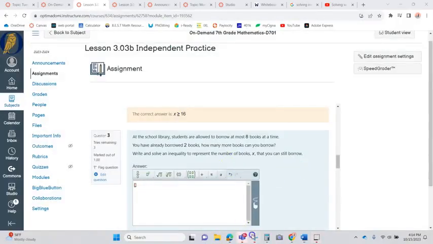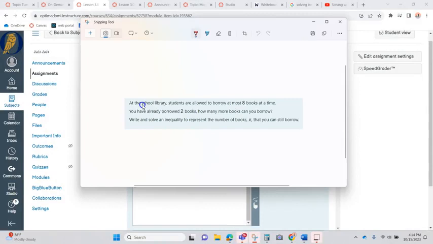Question 3. At the school library, students are allowed to borrow at most, that kind of looks like at least, but the opposite. At most, 8 books. You already borrowed 2 books. How many more can you borrow? X is the number of books you can still borrow.